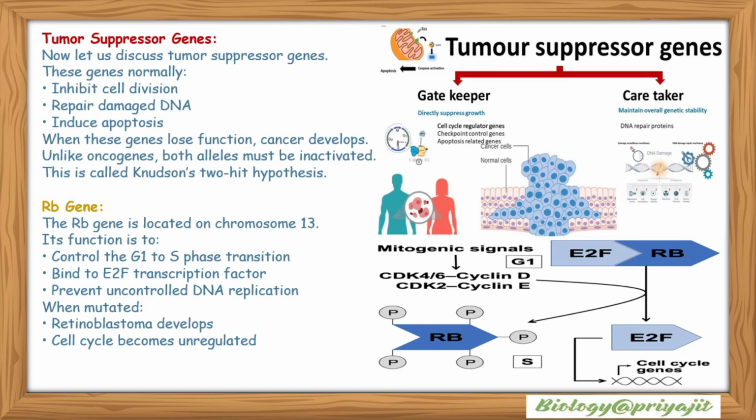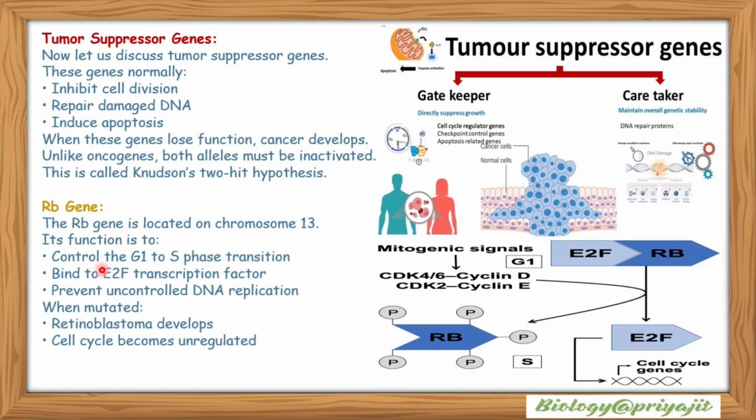Tumor suppressor genes. Now let us discuss tumor suppressor genes, which are also known as gatekeepers or caretakers. These genes normally inhibit cell division, repair damaged DNA, and induce apoptosis. When these genes lose function, cancer develops. Unlike oncogenes, both alleles must be inactivated. This is called Knudson's two-hit hypothesis.